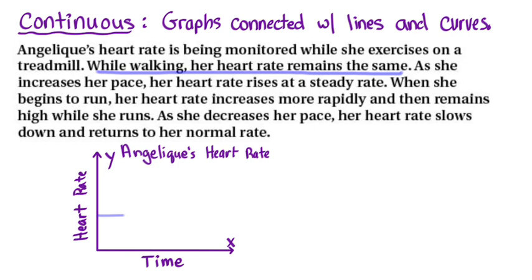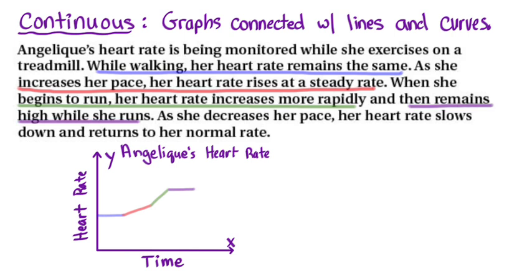Notice it doesn't go all the way down because that means she would have no heart rate at all and she would be dead, right? That's not good. So it increases as she picks up the pace and begins to run, it goes higher even still. And it's going to remain at that pace while she's running, and then it'll gently decrease as she slows down. Then it never goes flatline, because if it went flatline, she wouldn't be with us anymore, right?